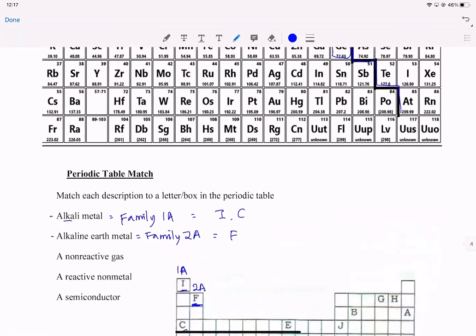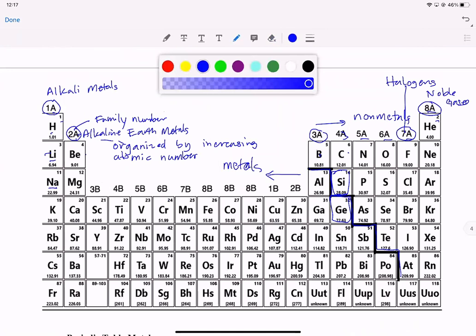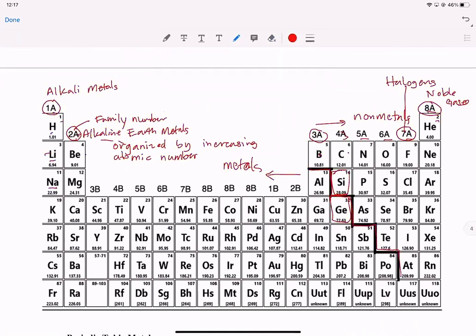Okay, going back up here, you have this stair-step line. Let me highlight this in red. Where you have the stair-step line, to the left of the stair-step line are the metals, to the right are the non-metals, but actually on the line, those are called metalloids. Those are also called semi-metals or semiconductors.